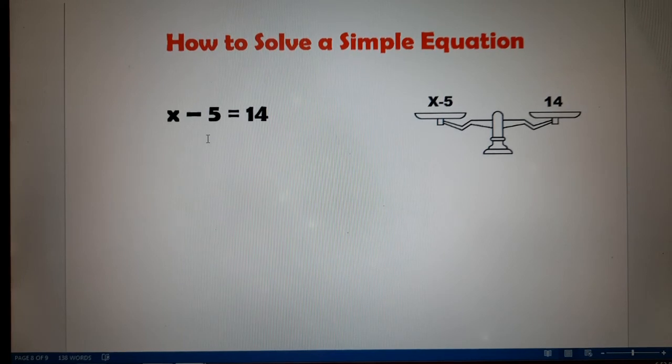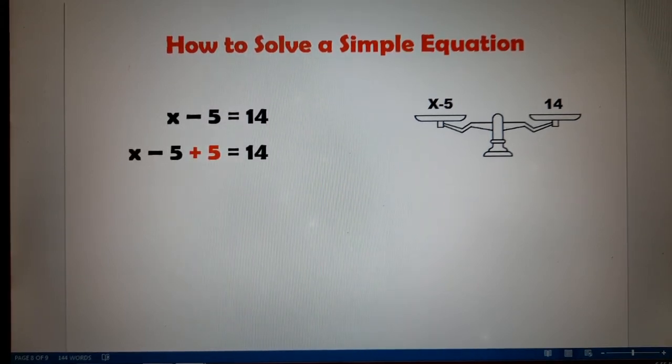To find the value of x, we have to remove minus 5 from the left side of the equation. So how do we remove minus 5? There we have to use inverse operations. So what is the inverse operation of minus? It is plus. So if you add plus 5, then you can cancel minus 5. To remove minus 5 from the left side of the equation, we add 5. Now we can cancel plus 5 and minus 5.